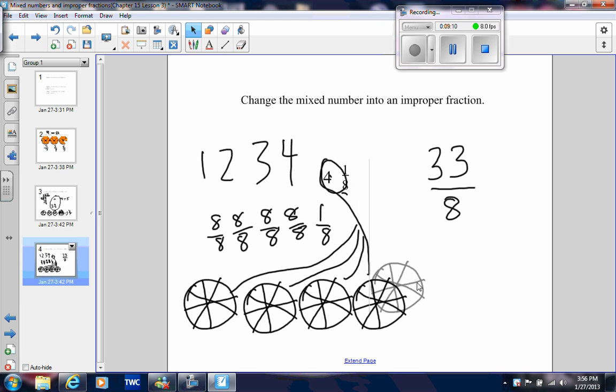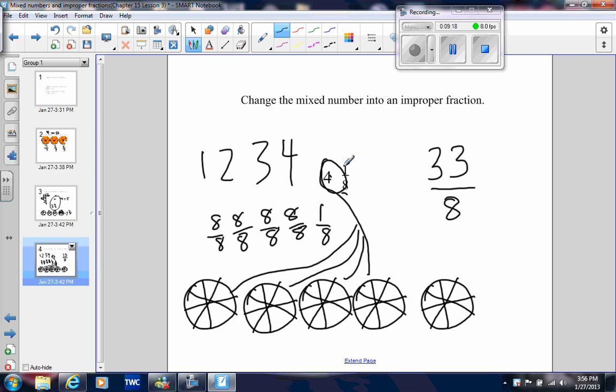That's what I was talking about earlier when mixed numbers are in between. If we stopped right there, that would be the whole number, just 4. However, it's more than 4. It has this one more eighth shaded in. So now that gives me 8, 16, 24, 32, and then 33. This little piece right there makes it 33/8.